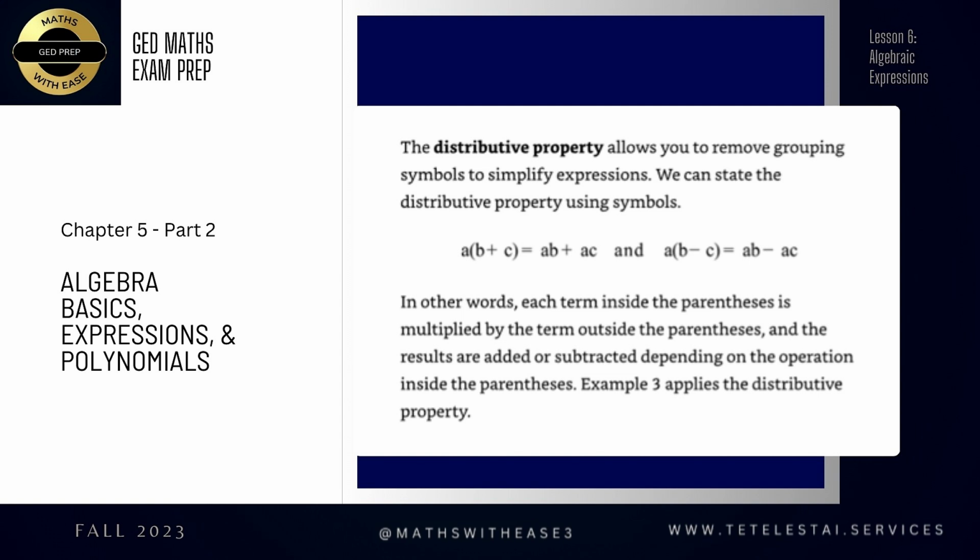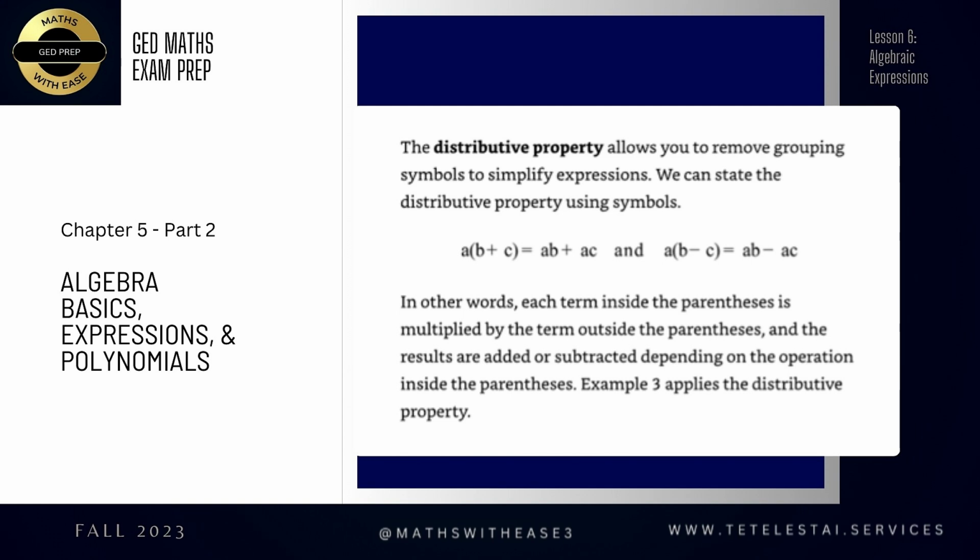Each term inside the parentheses is multiplied by the term outside the parentheses, and the results are added or subtracted depending on the operation inside the parentheses. So in this particular instance, we're adding because the operation inside the parentheses is addition. In this example, we're subtracting because the operation inside the parentheses is subtraction.